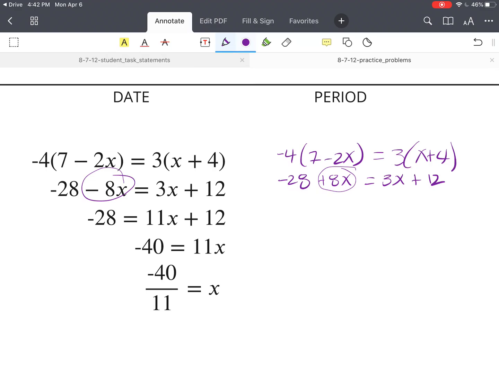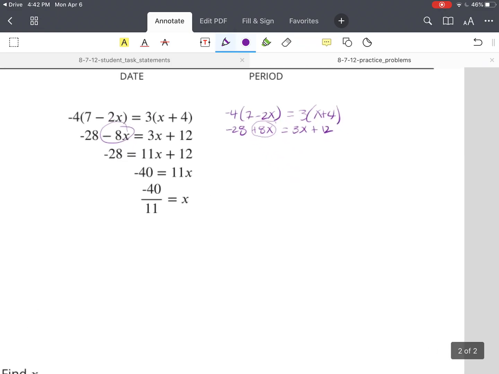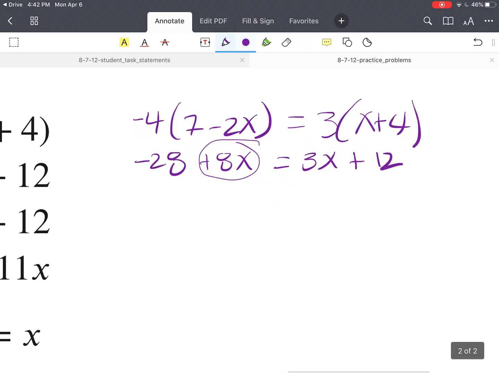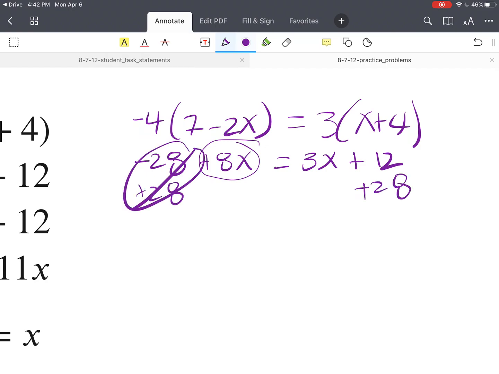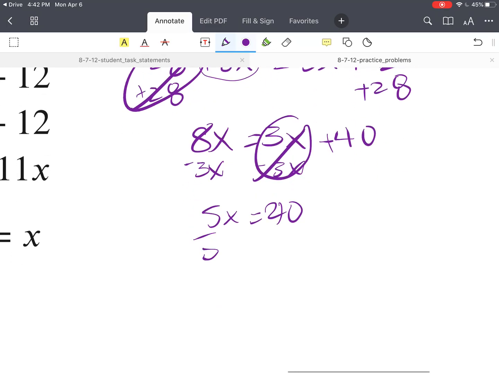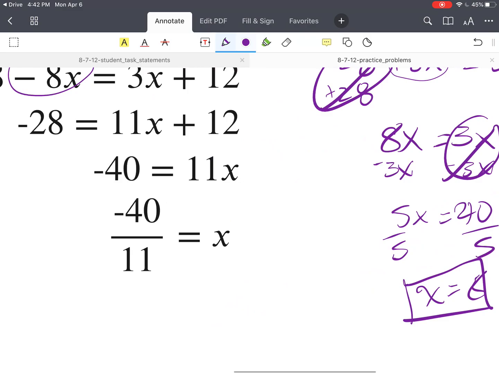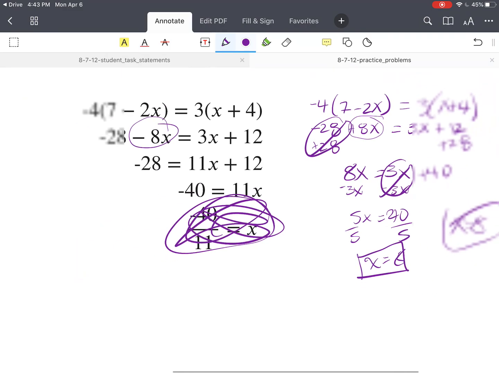I'm telling you, it's a lot easier if you just try the problem on your own. Oh, they also wanted to solve it? Okay, that's fine. So I'm gonna add 28 to both sides. This cancels, so I have 8x equals 3x plus 40. I'm gonna take away 3x from both sides. So that's 5x equals 40. Then divide both sides by 5, and we get x equals 8. That's a pretty good x. So x equals 8.